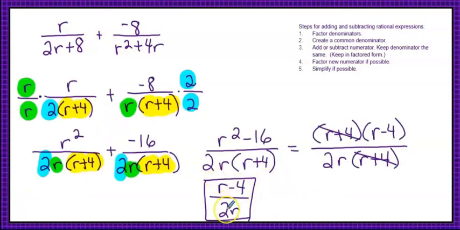Okay, so here's the answer, r minus 4 over 2r. So I needed to multiply times r on this side and times 2, excuse me, on this side. And r times r is r squared.